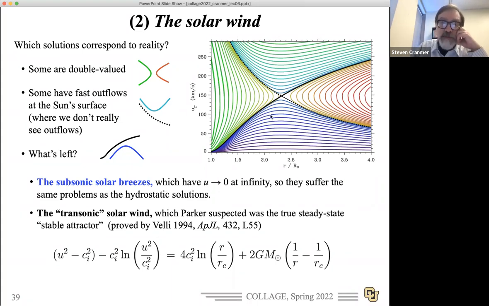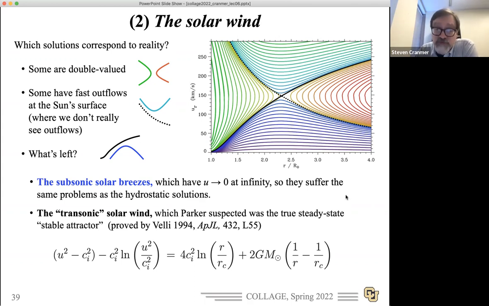But in general, once people found out that when you go all the way out to infinity, the wind speed goes down to zero, you have the same problem that you had with the hydrostatic solutions. You have a very large pressure. It just doesn't match the interstellar pressure. So Parker said, well, by the process of elimination, the only thing left is this thick black solid line that increases. It's subsonic below the critical point, supersonic above the critical point. And he suspected that was the true solution.